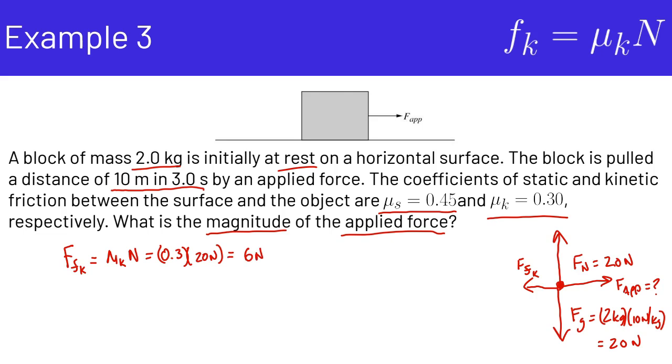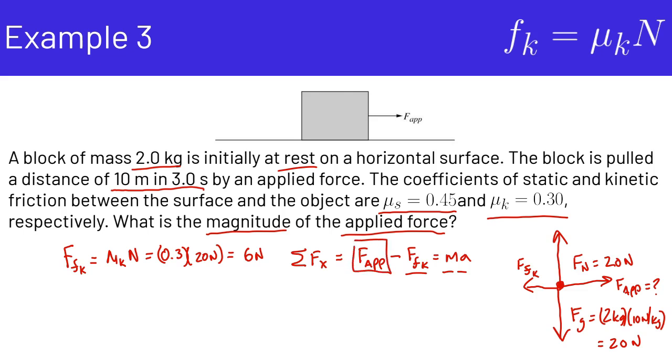So the first thing we need to do is figure out what the acceleration is so that we can figure out our sum of forces. So if we look at our sum of forces in the x direction, we have our applied force in the positive direction minus our friction force, which is in the negative direction, equals mass times acceleration. So we have the friction force, we have the mass, we need the acceleration so we can find what we're looking for, which is the applied force.